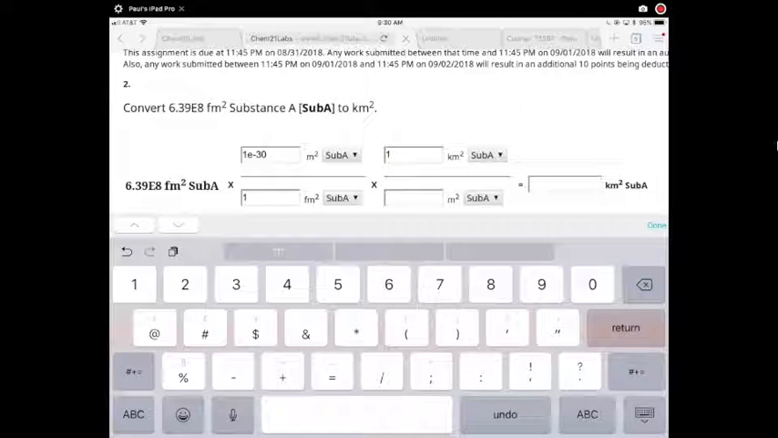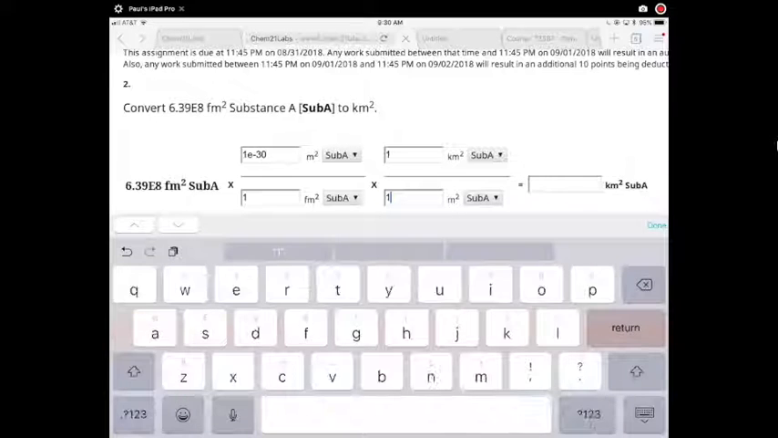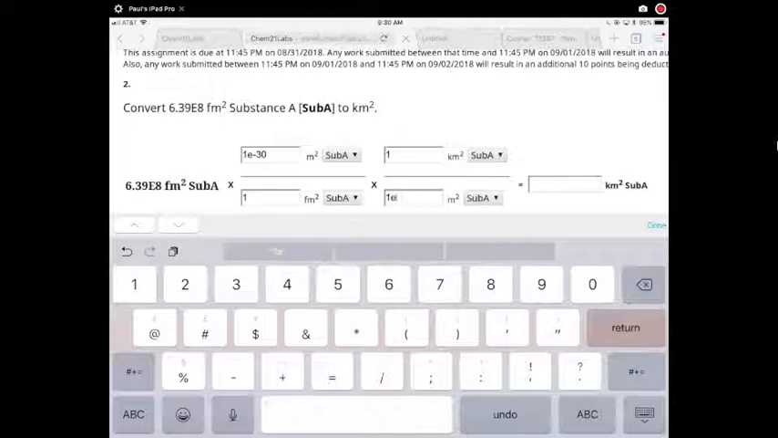And what is the value of kilometer? 1 e to the 3, and if you square that, that becomes 1 e to the what? Put it in the calculator. 1 e to the 3 times 1 e to the 3 is 1 e to the 6.